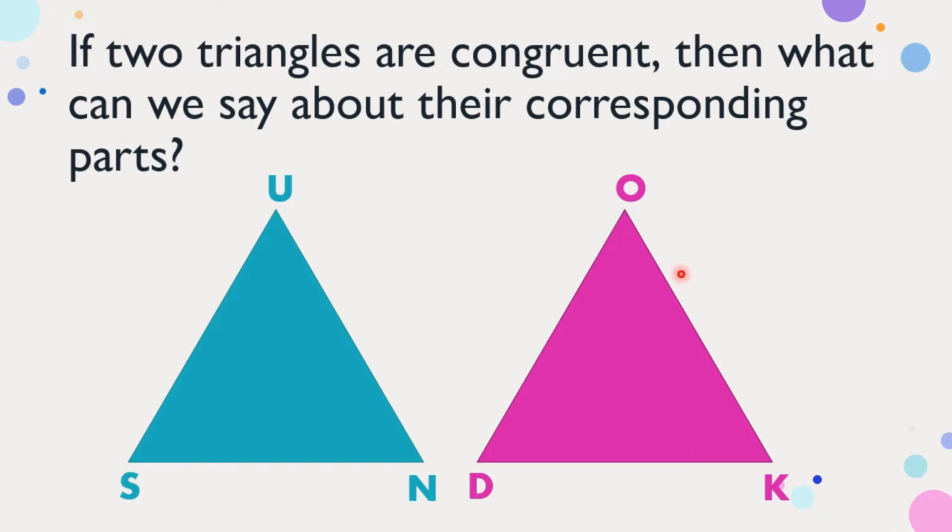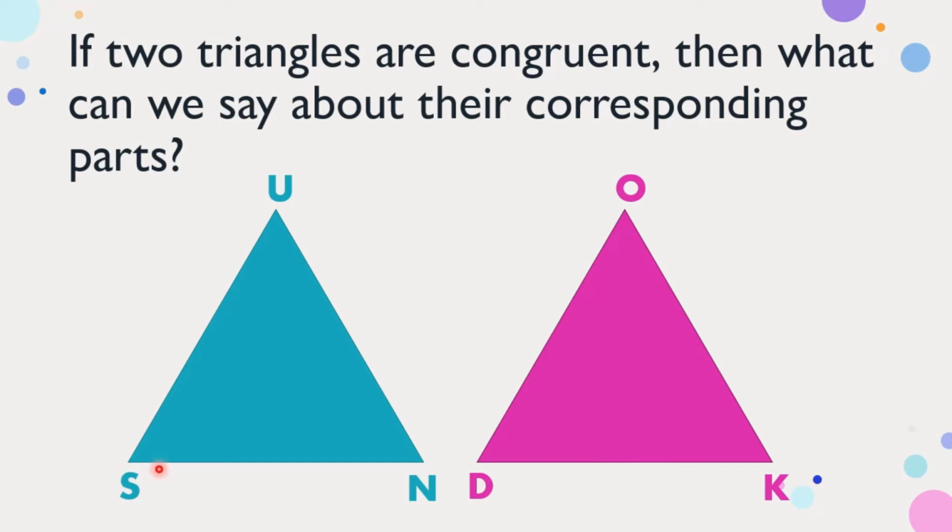So let's first determine the corresponding parts of triangle SUN and triangle DOK. Triangle SUN, triangle DOK. First, side SU corresponds to side DO. We have side UN that corresponds to side OK. Next, we have side SN that corresponds to side DK. Bakit sila yung magkaka-corresponding? Meaning po kasi, pag pinagpatong ko yung dalawang triangle na ito, sila yung parts na magkakapatong.